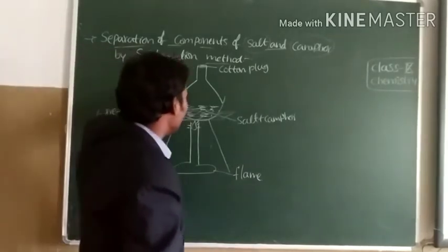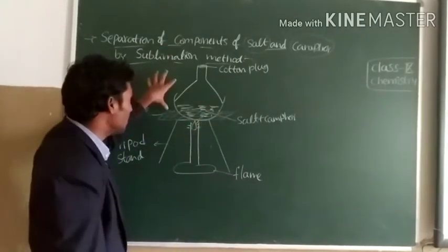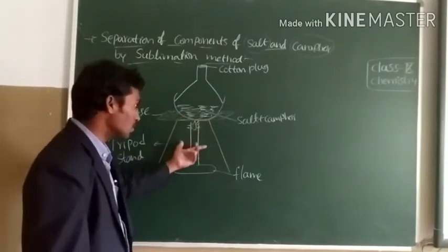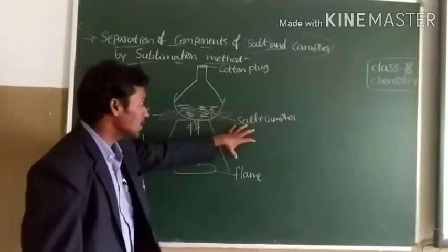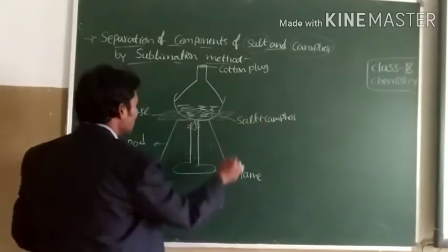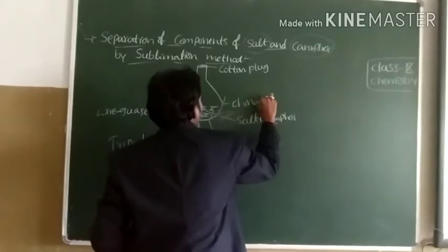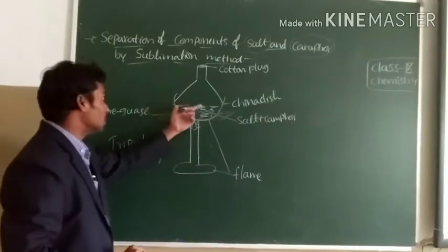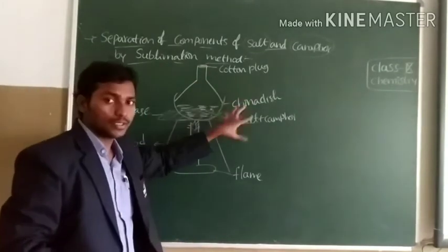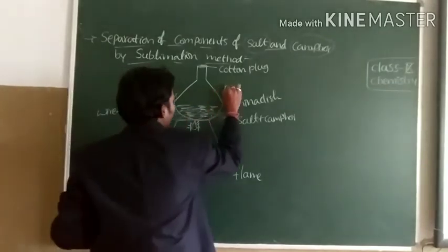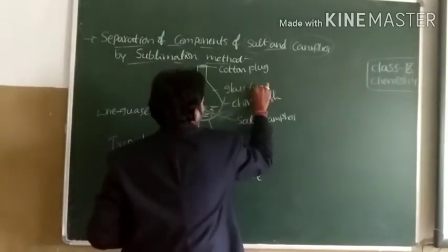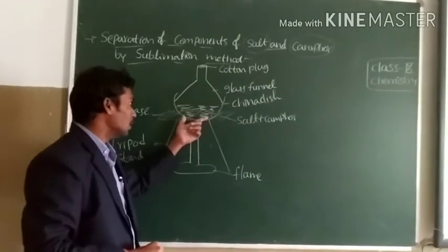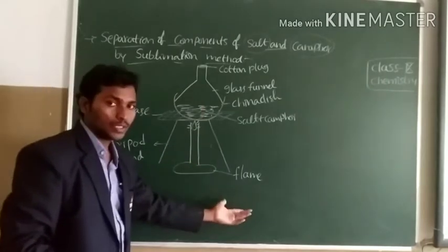So this is the experimental arrangement of the sublimation technique. We have considered a tripod stand, we place a wire gauze over the tripod stand, and we have taken a mixture of salt and camphor in a china dish. We cover the china dish with an inverted glass funnel. This is the glass funnel, children, in inverted position, and with the help of a spirit lamp or Bunsen burner we have to heat the mixture.